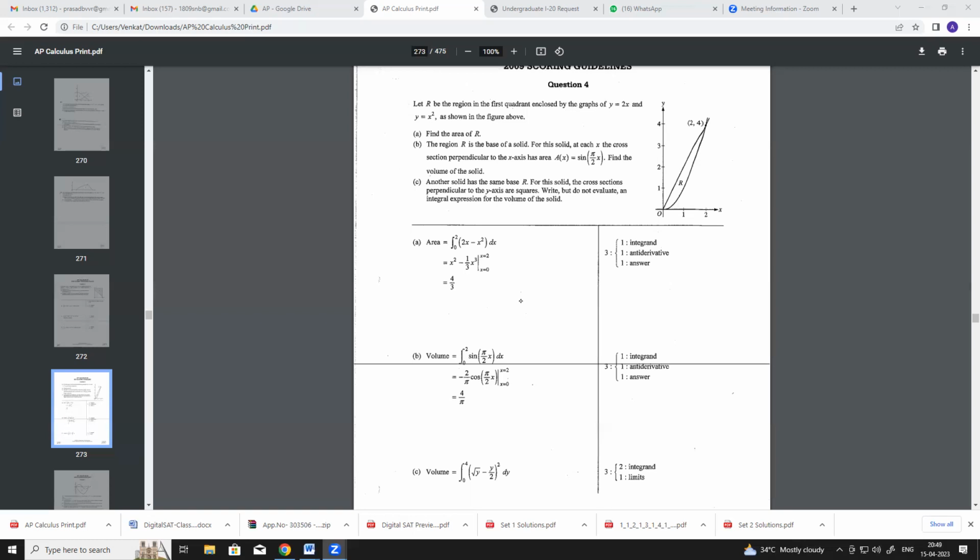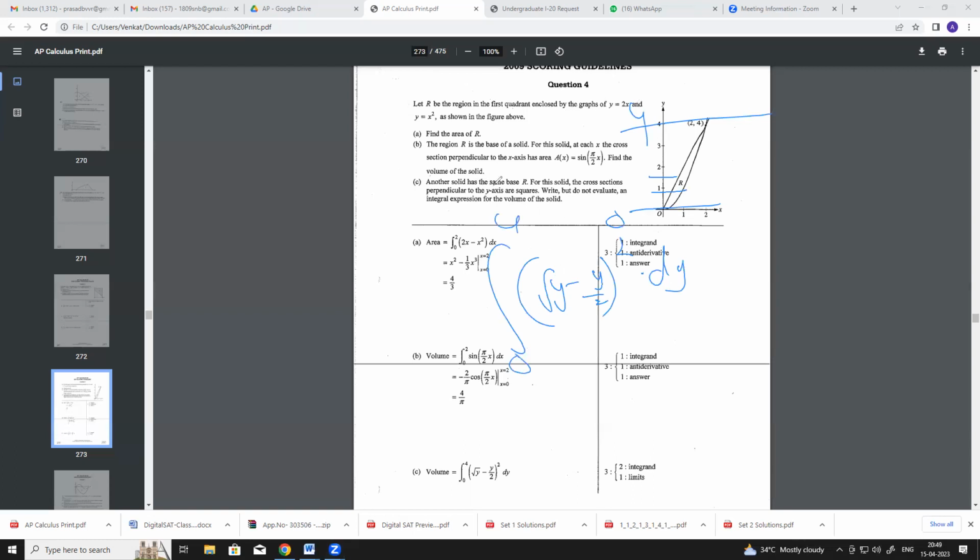Integral expression. Now he's asking with respect to the y-axis. With respect to the y-axis, x is root y. This is root y, and this is y by 2. Correct, right? So root y minus y by 2, whole square, into dy. The limits are 0 to 4.